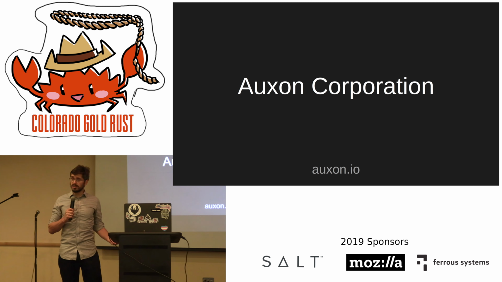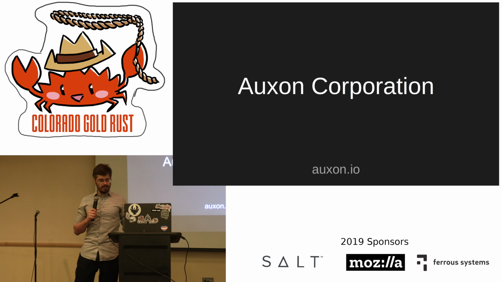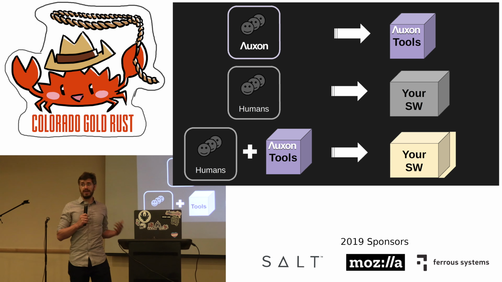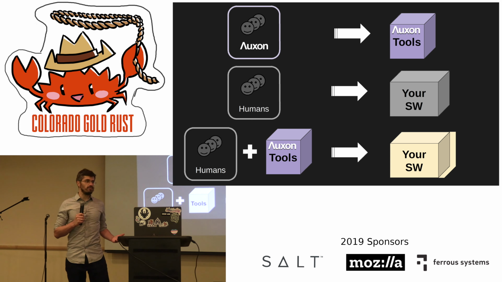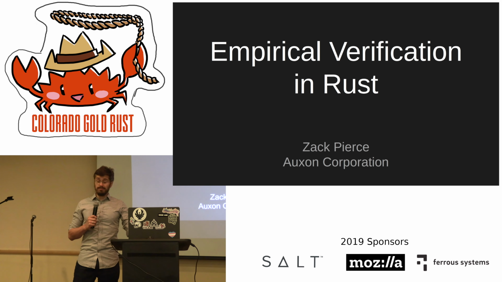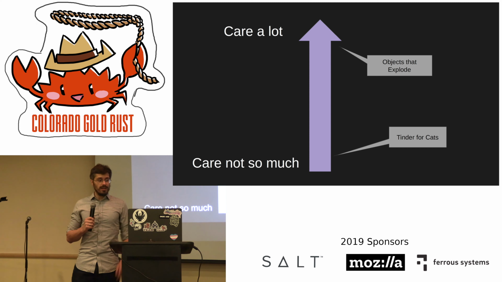Currently, I work at Oxon Corporation. We have a website. And Oxon is building a platform to help make complex systems safer and more reliable. So that's our deal. I'm going to tell you about empirical verification in Rust.